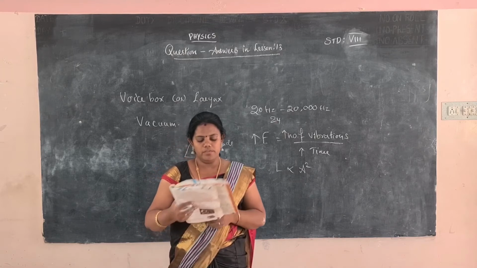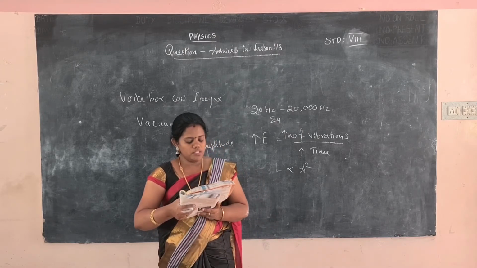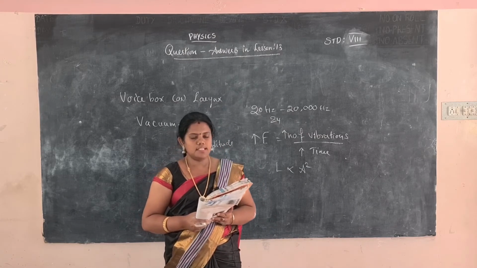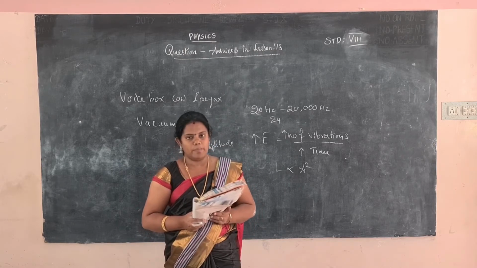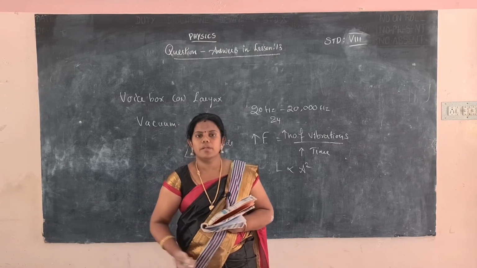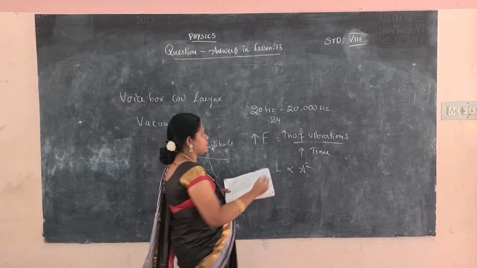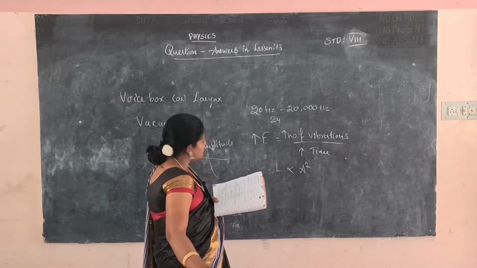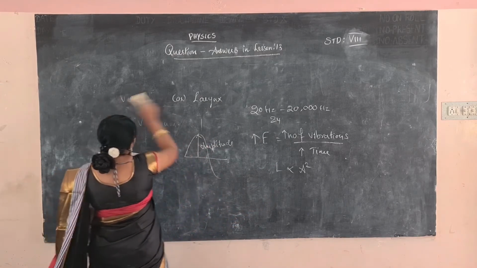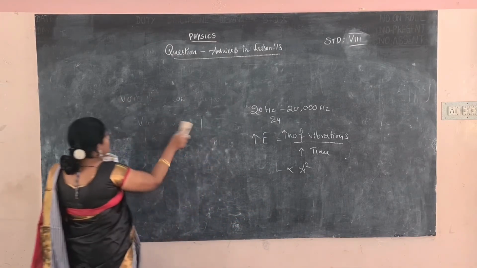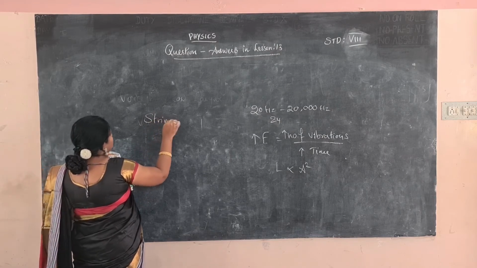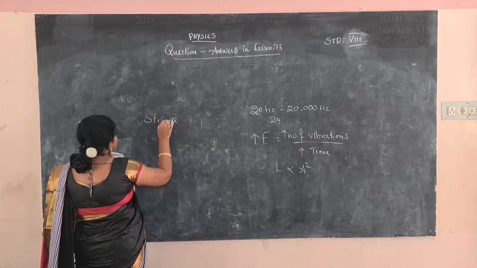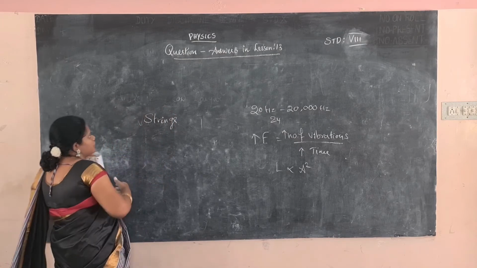Then we will go for fill in the blanks. First one, instruments such as sitar and violin produce sounds when their strings are vibrated. What's the spelling for strings? S-T-R-I-N-G-S. Strings are vibrated to produce sound.